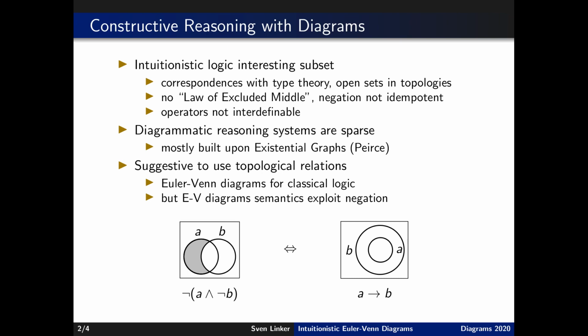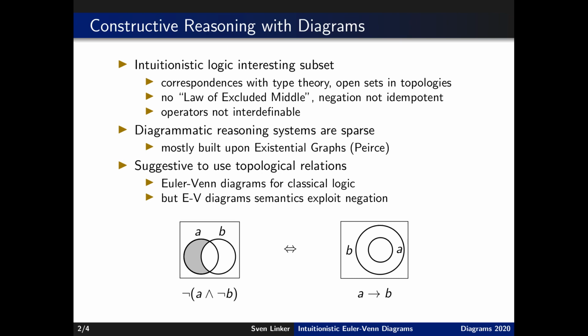For example, formulas of intuitionistic logic correspond to types and proofs to programs, and the semantics of intuitionistic logic can be given in terms of open sets of topologies. But many classical laws do not hold, in particular, the logical operators like disjunction and conjunction are not interdefinable. The topological semantics suggests exploiting topological relations for a visual reasoning system.